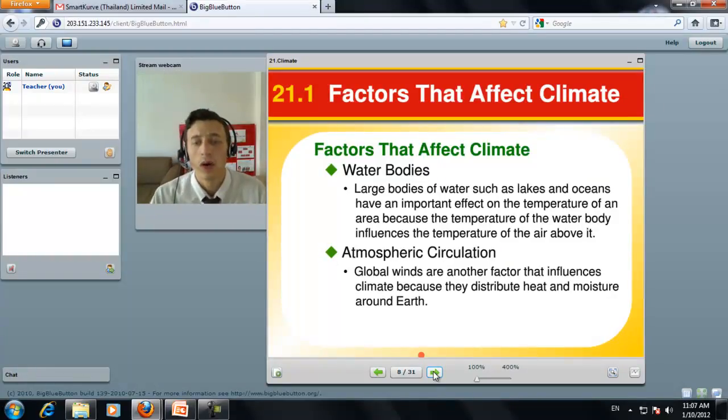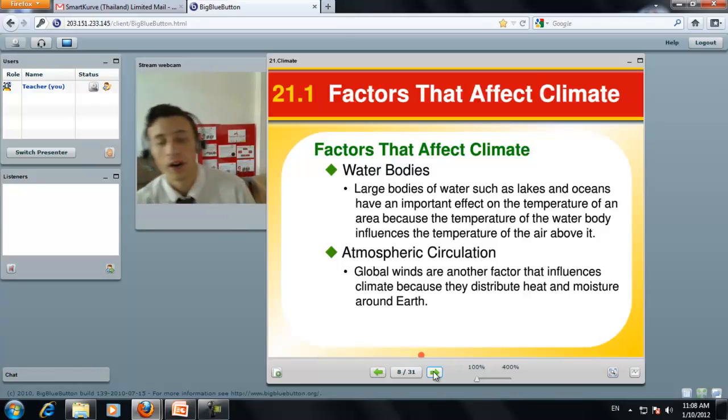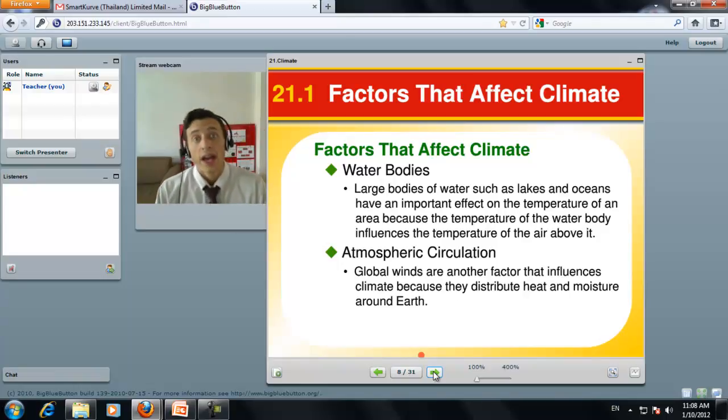Another factor, bodies of water, oceans and seas. Large bodies of water such as lakes and oceans have an important effect on the temperature of an area, because the temperature of the water influences the temperature of the air above it. So, warm water can warm the air above it.